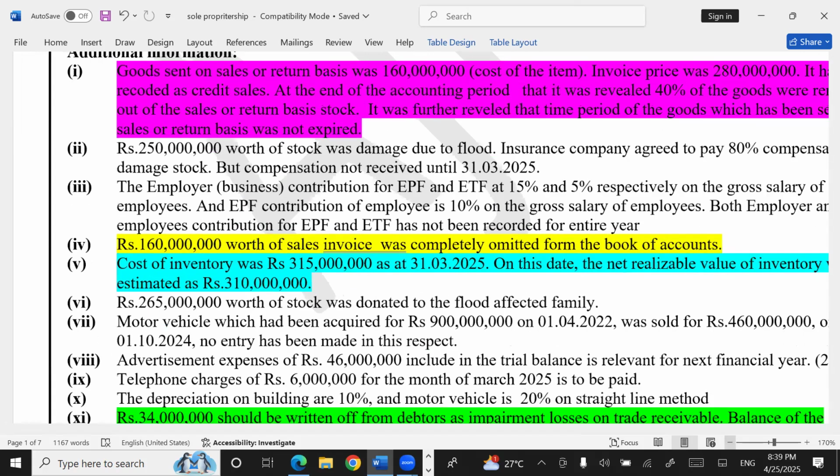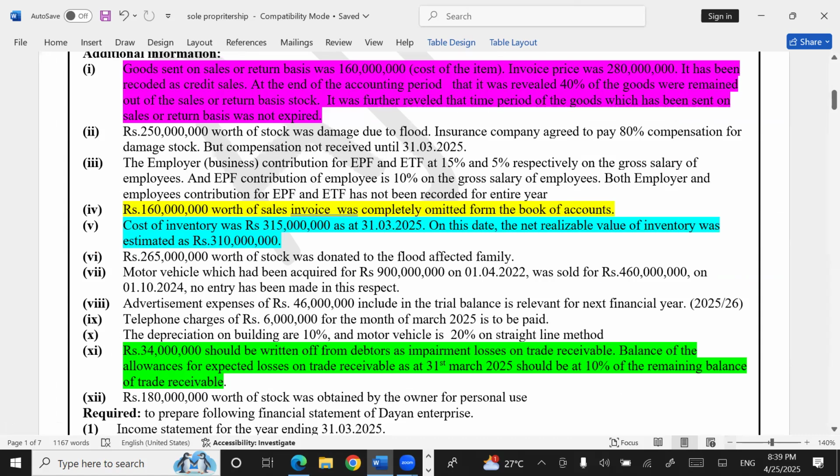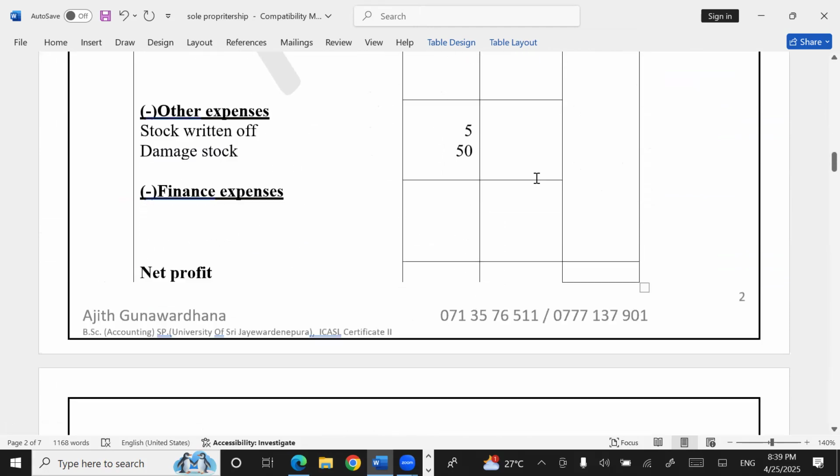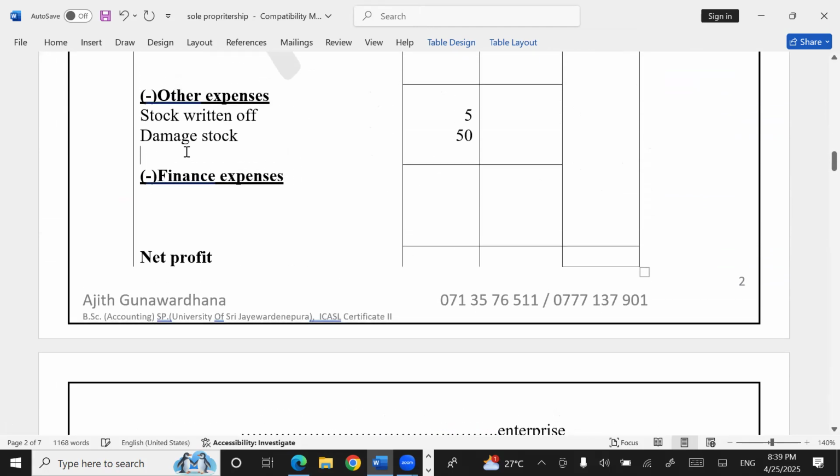Stock donation value equal 265, and in cost of sales calculation as stock donation within brackets 265, and other expense also, other expense as donation, same value 265. But think, if donation is given in the trial balance also, the total value should be recorded under other expense. Total value.